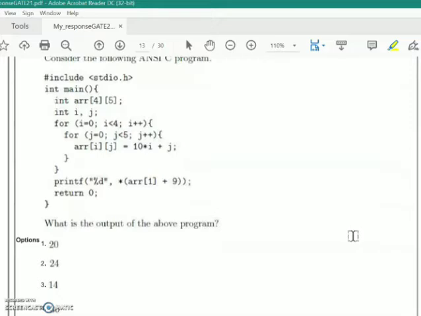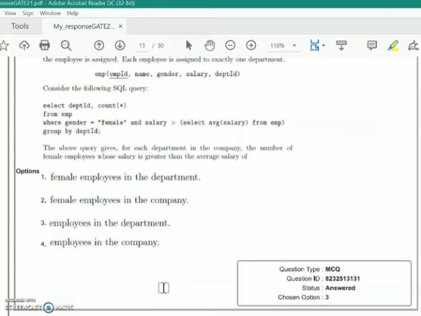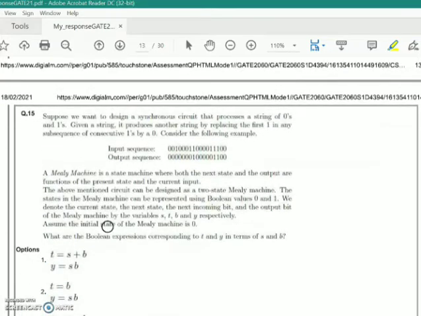Question number 13. So ARR of 1 plus 9. So we are at the 24. Option 2 is the correct answer. Question number 14. The inner query is select average salary from EMP. That will fetch the average salary of employees in the company, which is given as an input to the main query. So it will fetch the number of female employees whose salary is greater than the average salary of employees in the company. Option 4.